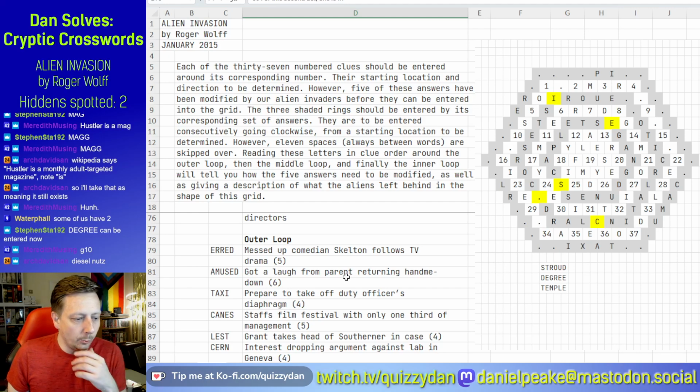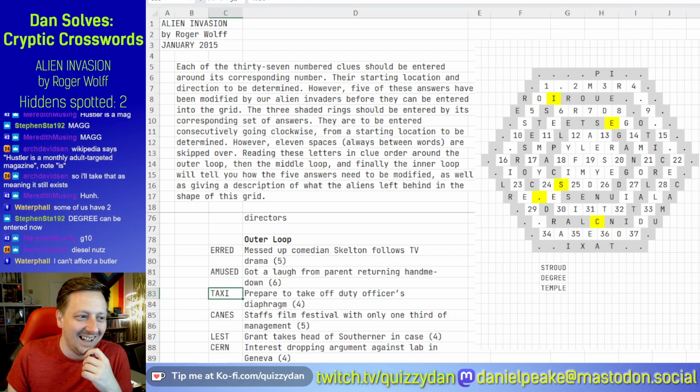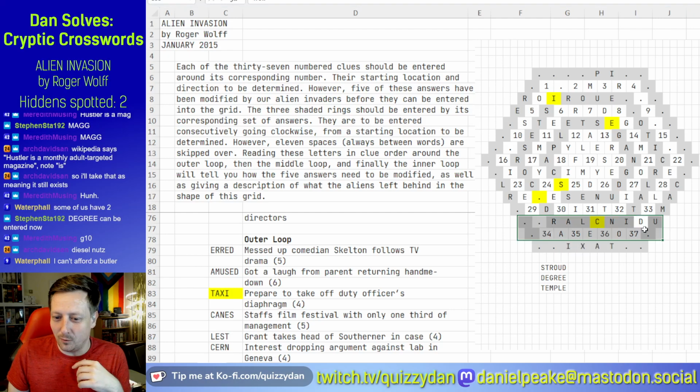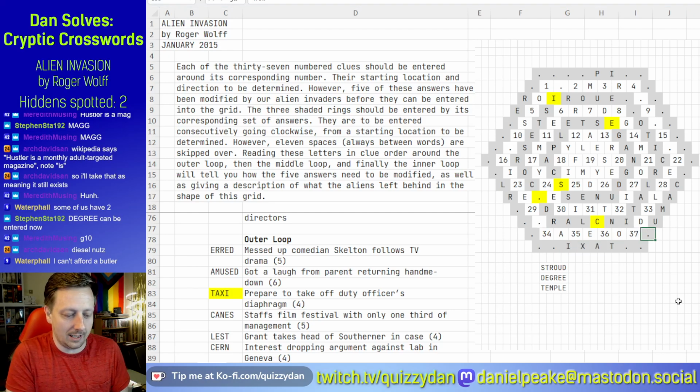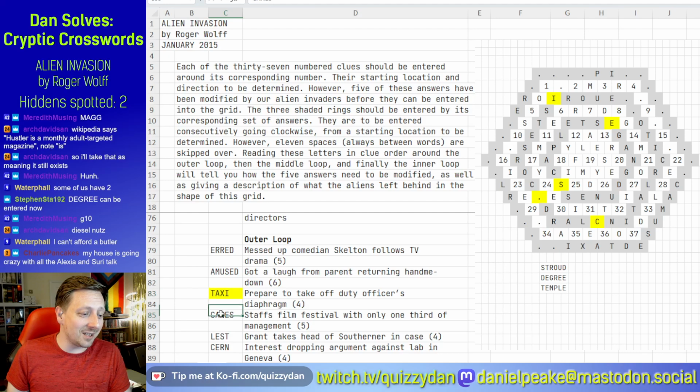The outer loop. Found taxi. Found it. So we got amused before then. Oh, I nearly knocked over my cup of coffee. Amused, and there's no letter before then. Oh yes, and there was Suri as well. Yeah.